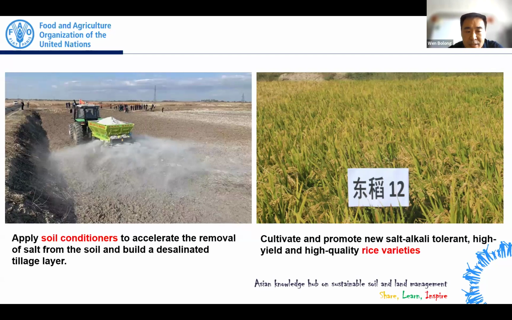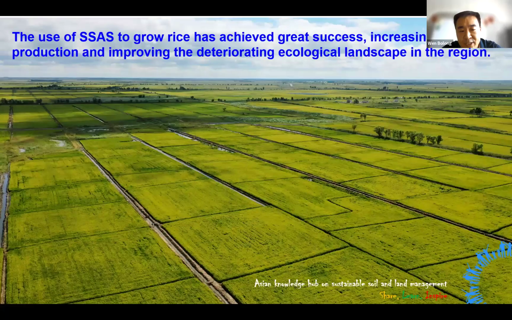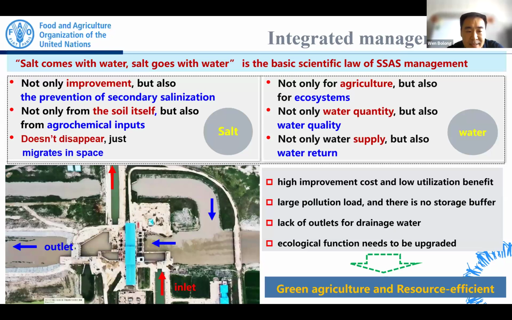And then salt-tolerant rice is planted. The use of soda soil to grow rice has achieved great success, including an increase in production and a change in the natural landscape. But the salt comes and goes with water.